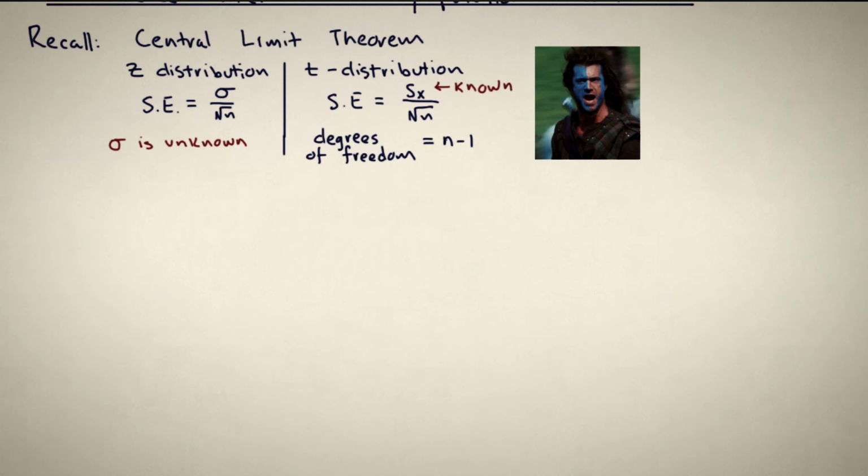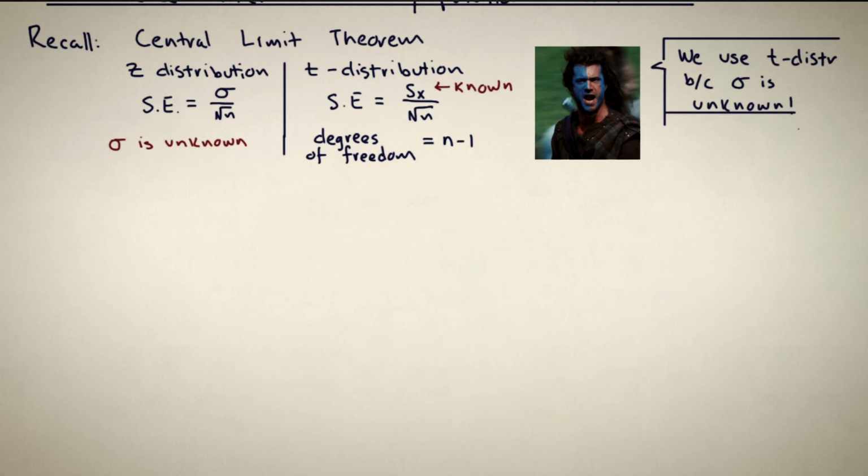But there's a bunch of different t distributions, and they depend on this concept, the degrees of freedom, which is always one less than the sample size. So the takeaway here is that in statistics class, basically, if you're solving a problem about means, you're going to be using the t distribution.